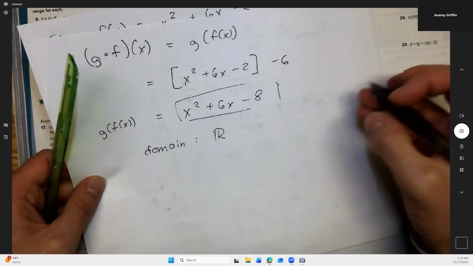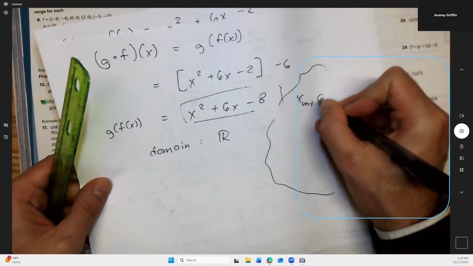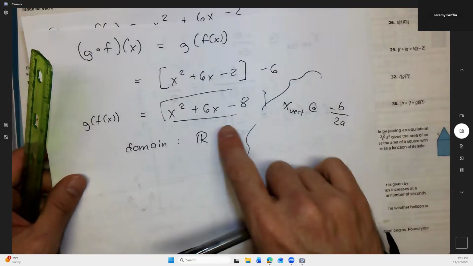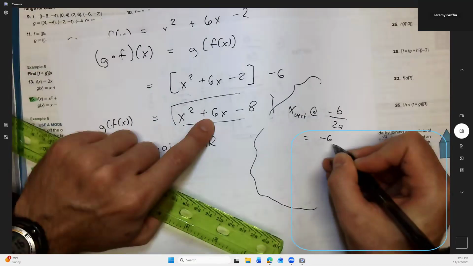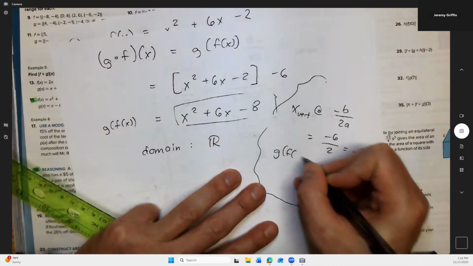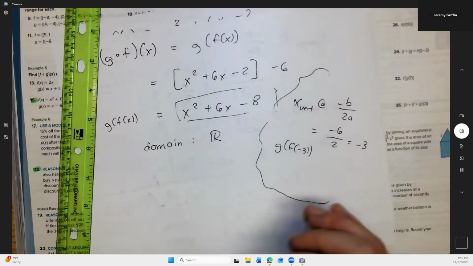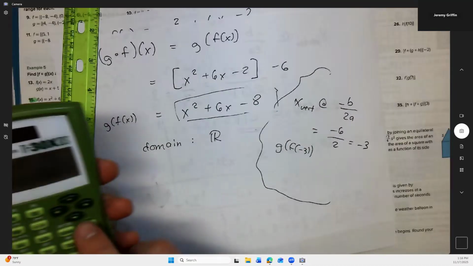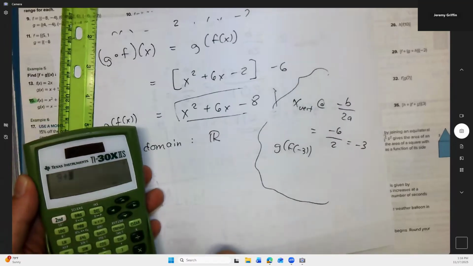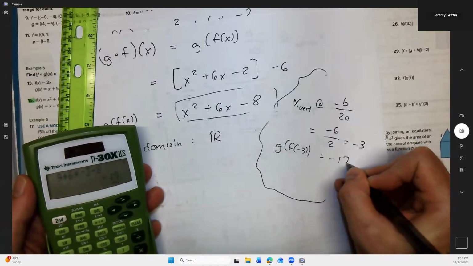Well, I'll do the same thing I did before. A little dot cloud over here. I know x vertex would happen at negative b over 2a. I remember that. It's part of the quadratic formula. So in this case, that's negative 6 over 2, which is negative 3. And then g of f of negative 3. I plug in negative 3 here. What do I get? Negative 3 being squared is positive 9. So this is a 9 right here. Plus 6 times negative 3, and then minus 8. I'm looking at negative 17.